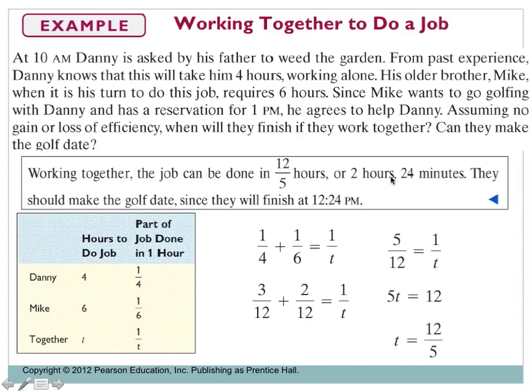So that means that if they start at 10 a.m., they're going to be done at 12:24 p.m., so they should be able to make their golf date, which is at 1 p.m.